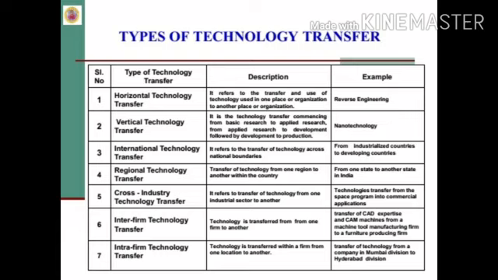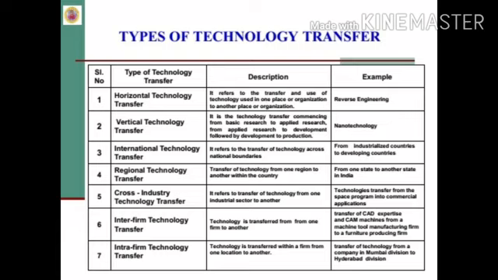Now come to cross industry technology transfer. It refers to the transfer of technology from one industrial sector to another. The transfer of technologies from the space program into commercial applications is an example of this cross-industry technology transfer. Interfirm technology transfer is the transfer of technology from one firm to another. Here is the best example.